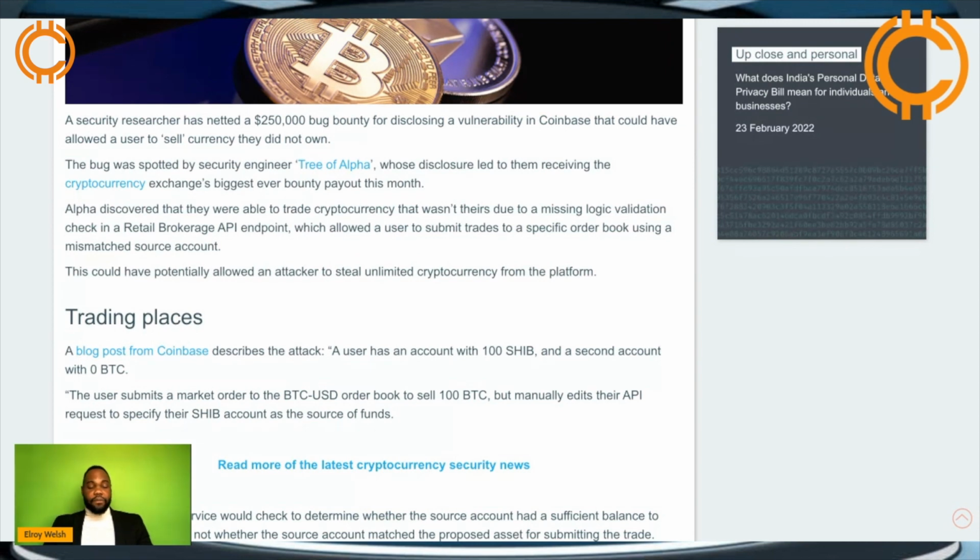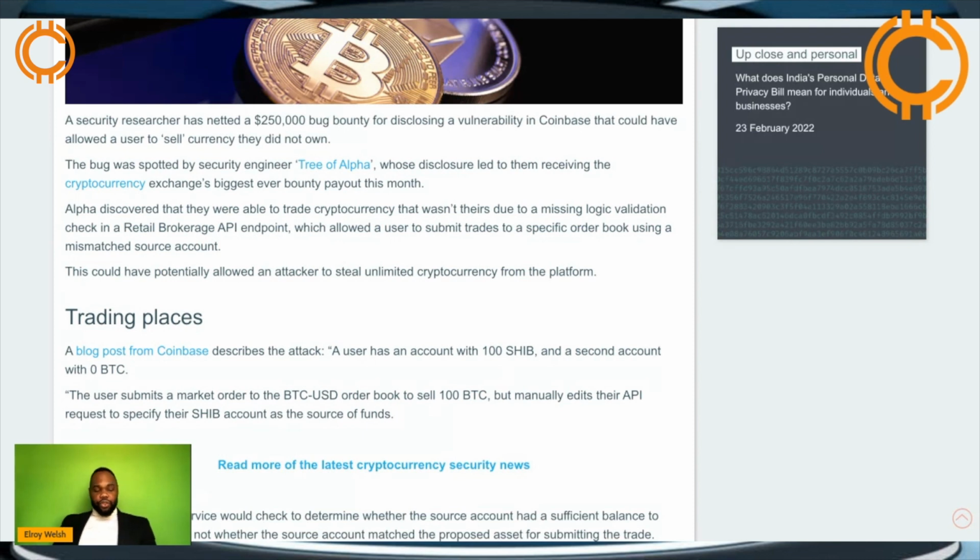Alpha discovered that they were able to trade cryptocurrency that wasn't theirs due to a missing logic validation check in a retail brokerage API endpoint, which allowed a user to submit trades to a specific order book using a mismatched source amount. This could have potentially allowed an attacker to steal unlimited cryptocurrency from the platform.